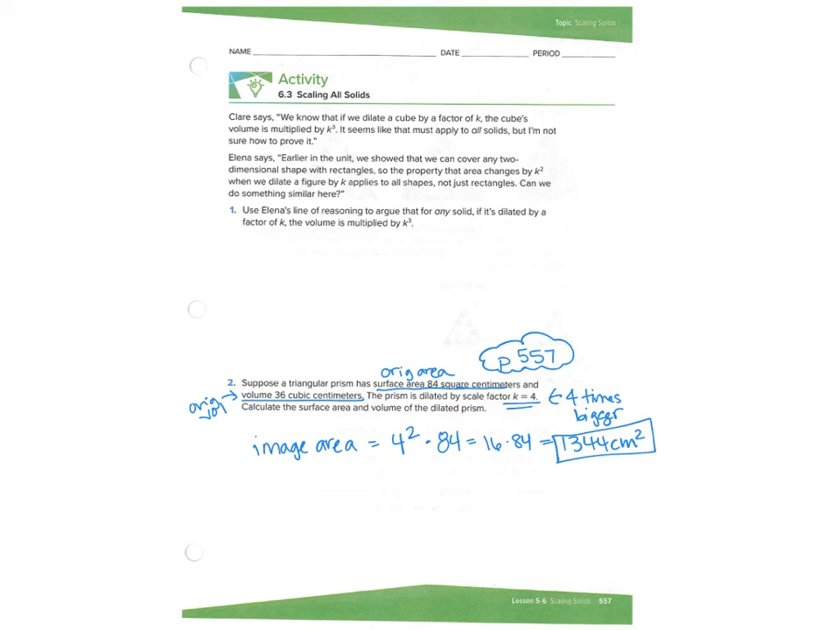When it gets 4 times bigger, the area increases by 16 times. And now let's do my image volume. So now my image volume is going to be 4 cubed times 36, my original volume. Now 4 cubed is 64, 4 times 4 times 4, on my calculator, times 36, which is 2,304 centimeters cubed. Remember, volume is cubic.